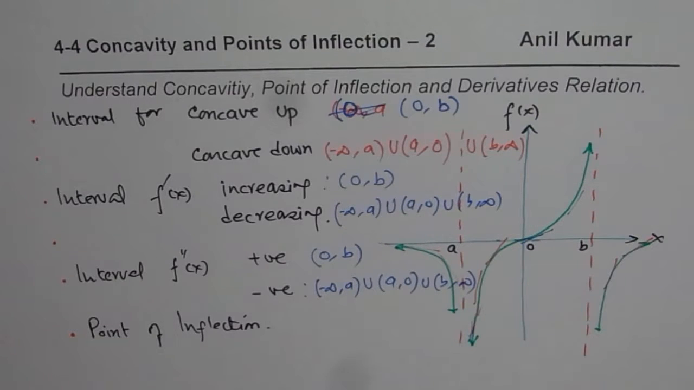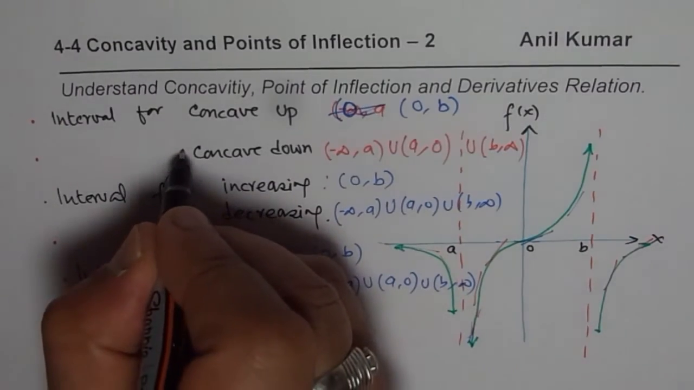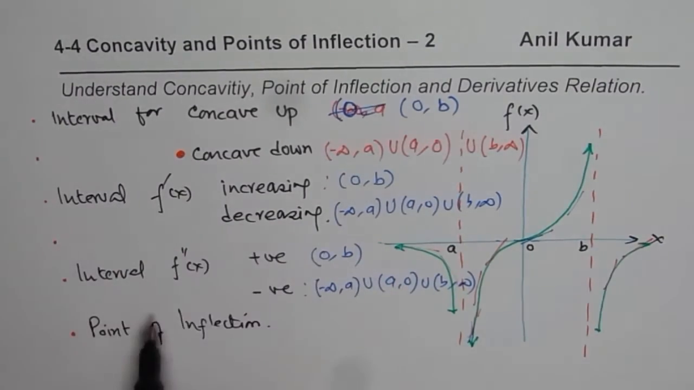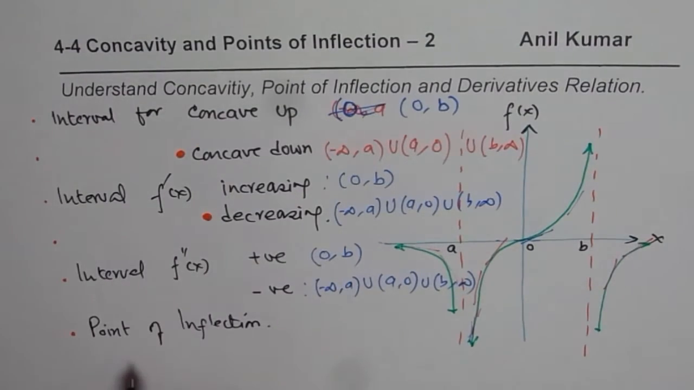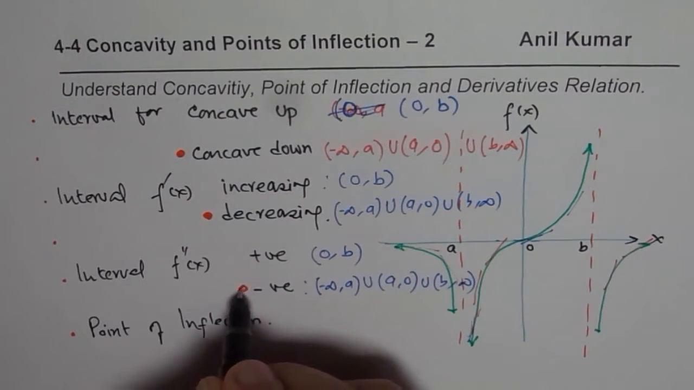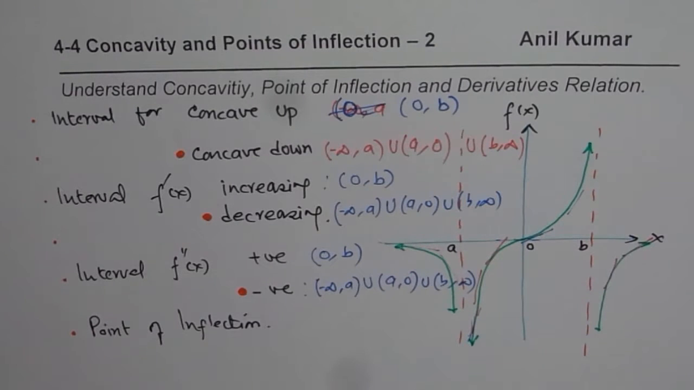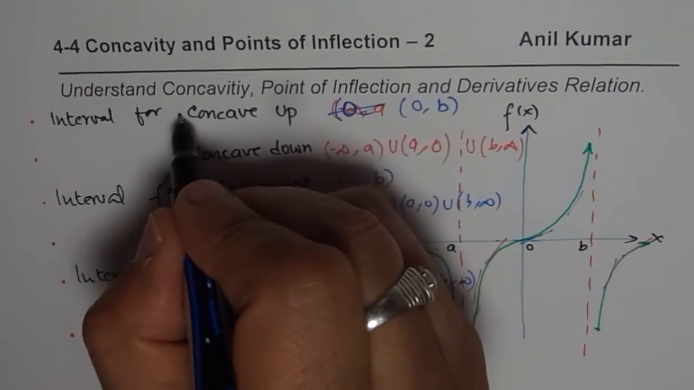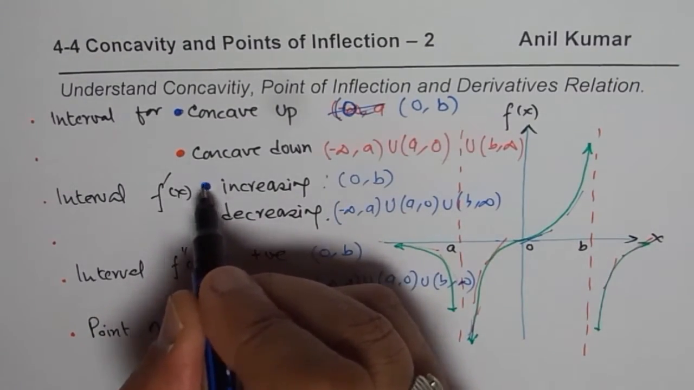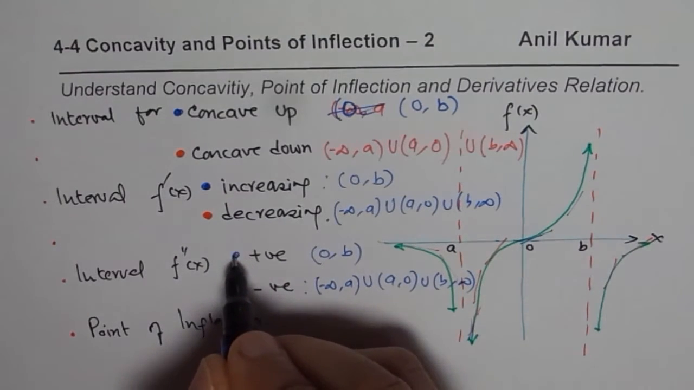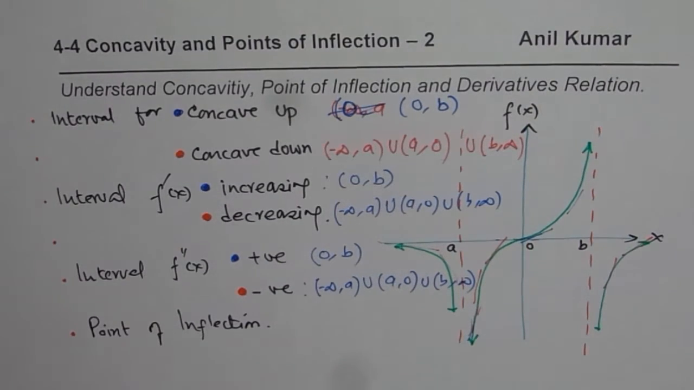When we say we have concave down, for example, concave down corresponds to the first derivative decreasing, and that corresponds to the second derivative being negative. Do you see how all these three things are related? Similarly, concave up means the first derivative is always increasing in that interval, and the second derivative will be positive.